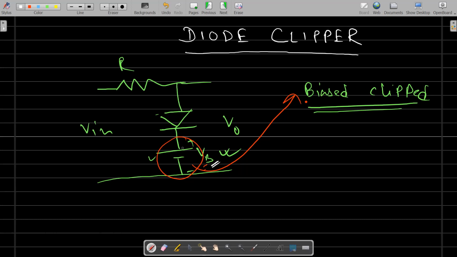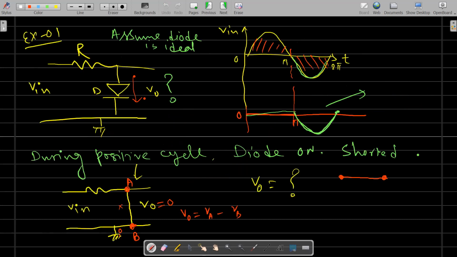So let us see how the clipper circuit works. Here I am taking some examples. Let's start with a simple one. This is a parallel clipper. As I told you, the diode is connected in parallel. The example one is a parallel clipper circuit, and for the analysis, I assume that the diode is ideal.